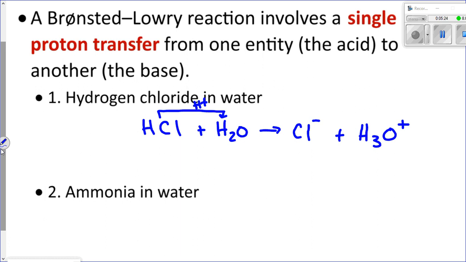Ammonia is a good example of why Bronsted-Lowry's idea works. If I react ammonia in water, we know from using ammonia that it typically has basic properties.